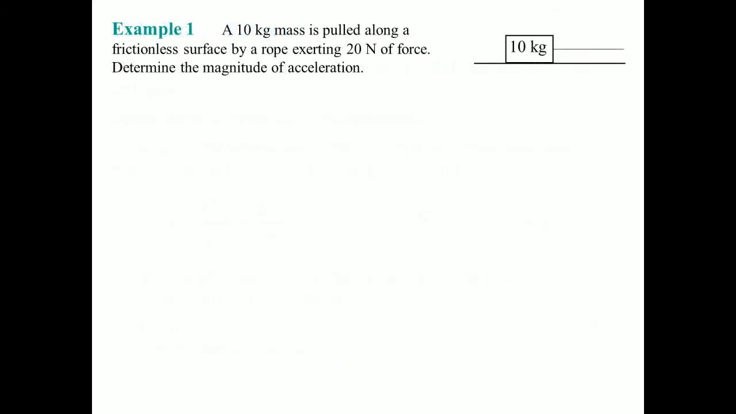So here's an example. A 10-kilogram mass is pulled along a frictionless surface by a rope exerting a 20 newton force. Determine the magnitude of the acceleration. So we see that this object is moving in the x direction, so we say the summation of the forces in x is equal to ma.